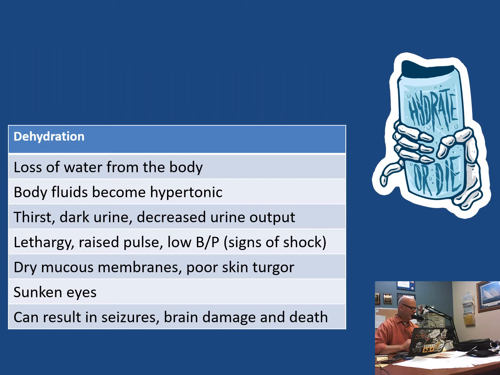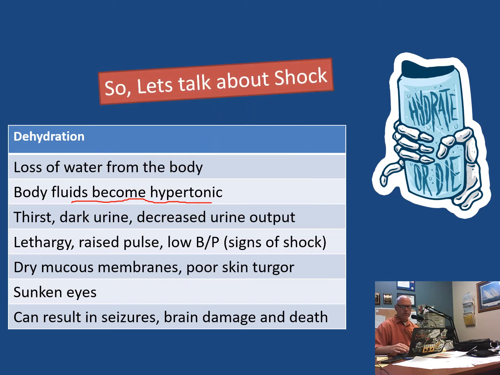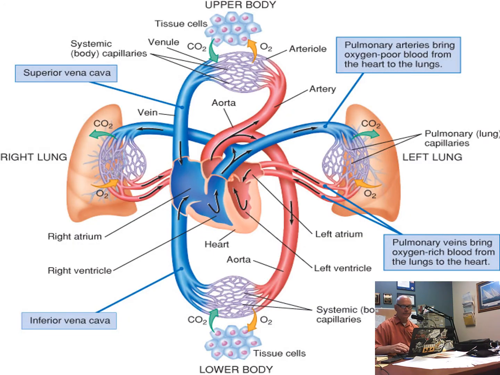On the opposite side is dehydration. We're fairly familiar with this, and the opposite is going to be true. Something new that we might not have known is our body fluids are hypertonic now. Here we have the thirst, the darker urine, the decreased output, all of those signs of shock that we talked about earlier. And again, people can die of dehydration. So we can have this all the way to where we have an altered mental status and shock and death.